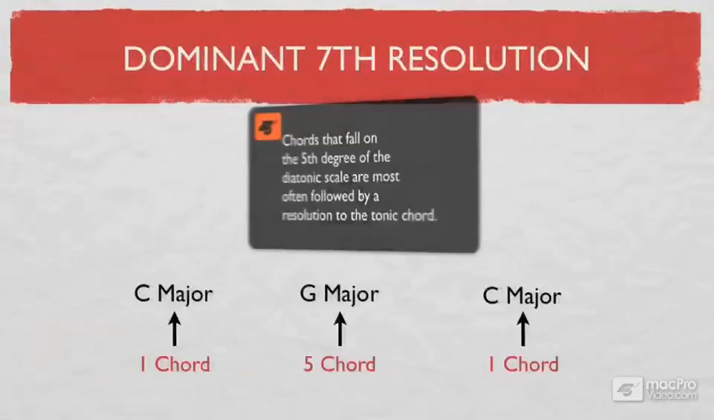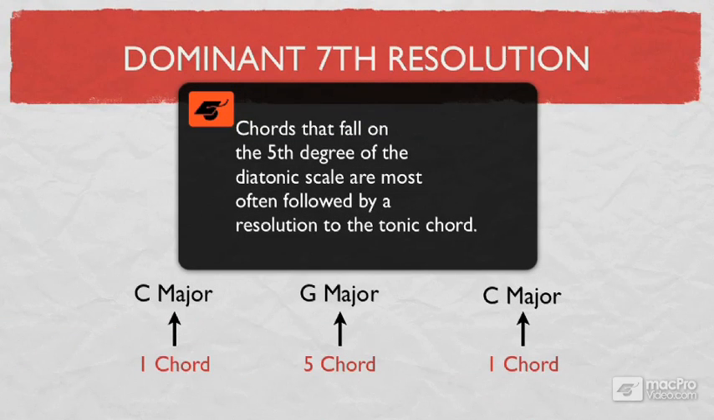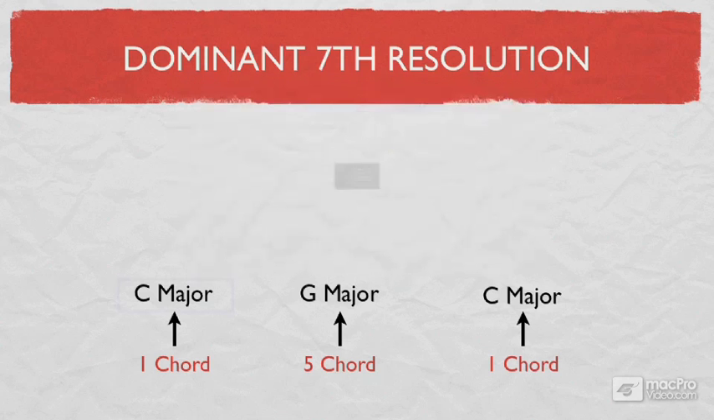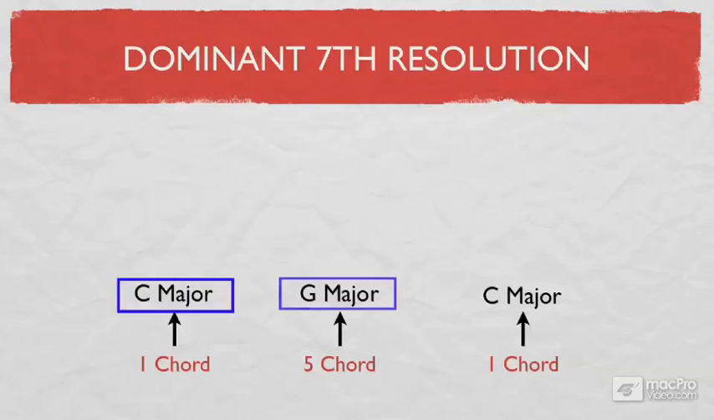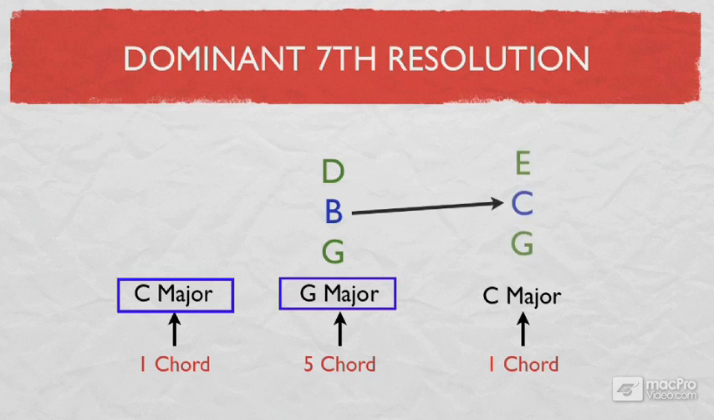Chords that fall in the 5th degree of the diatonic scale are most often followed by resolution to the tonic chord. If we were in the key of C major, let's say, the 5 chord would be a G major triad, G, B, and D. The B, which is the major third of the G chord, is a very strong note in that chord, and resolves very strongly into the root note C when it moves to the C major 1 chord.